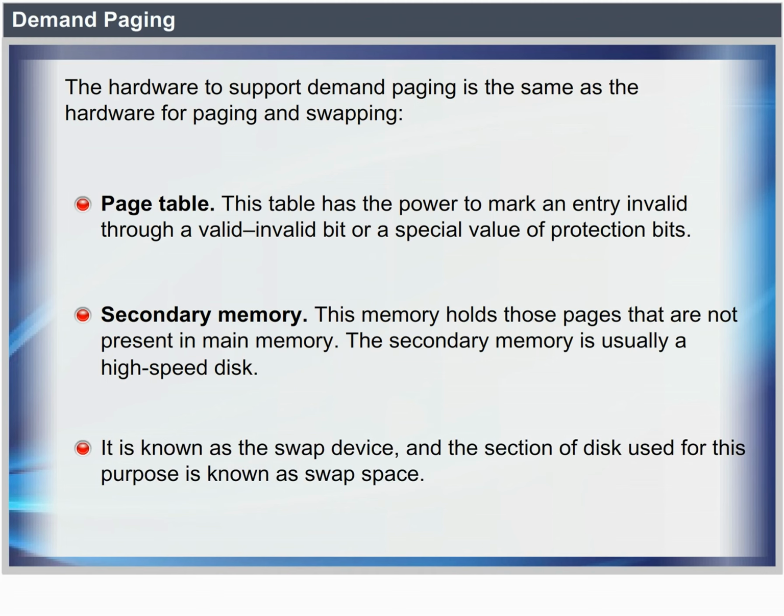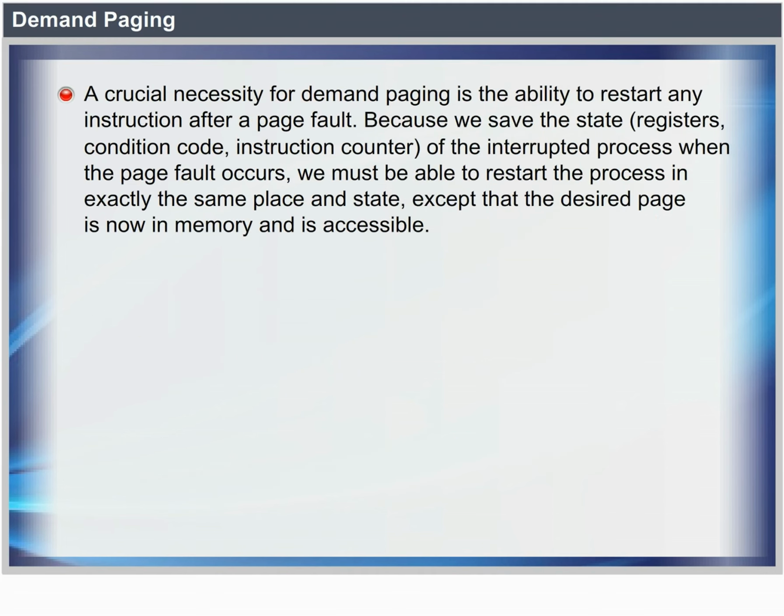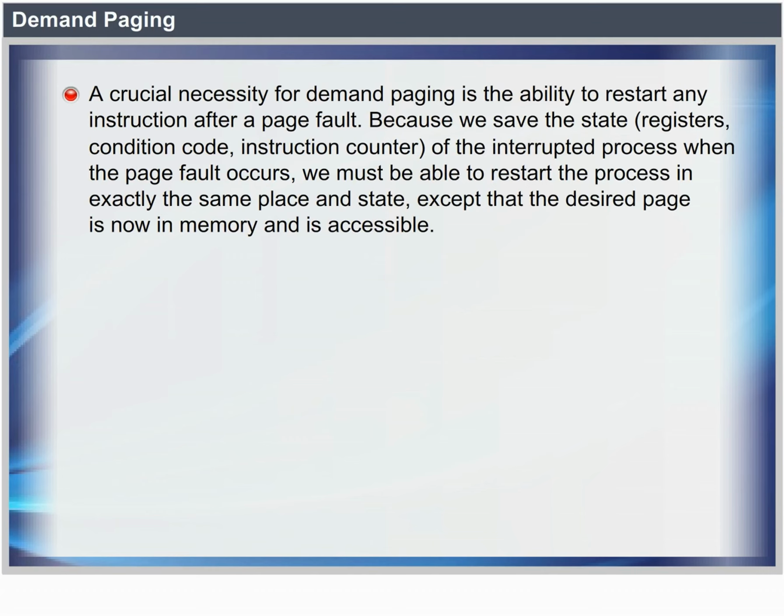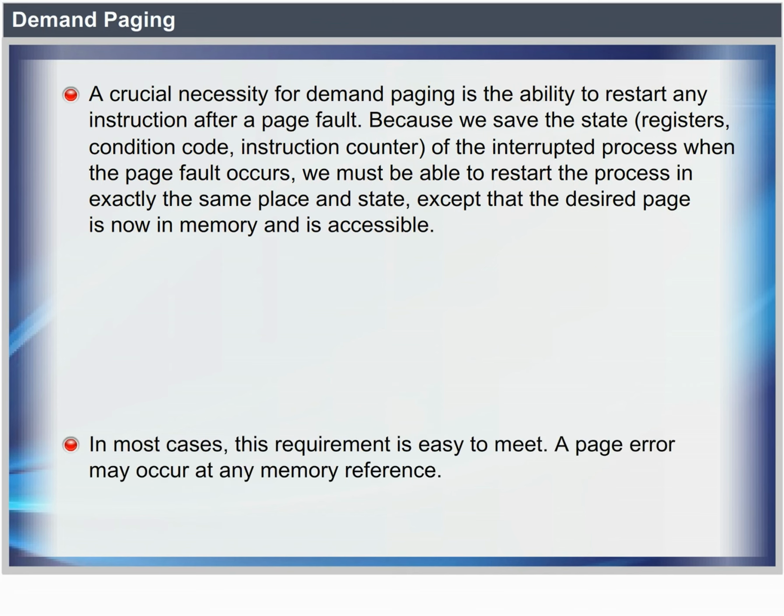A crucial requirement for demand paging is the ability to restart any instruction after a page fault. Because we save the state (registers, condition code, instruction counter) of the interrupted process when the page fault occurs, we must be able to restart the process in exactly the same place and state, except that the desired page is now in memory and is accessible. In most cases, this requirement is easy to meet.